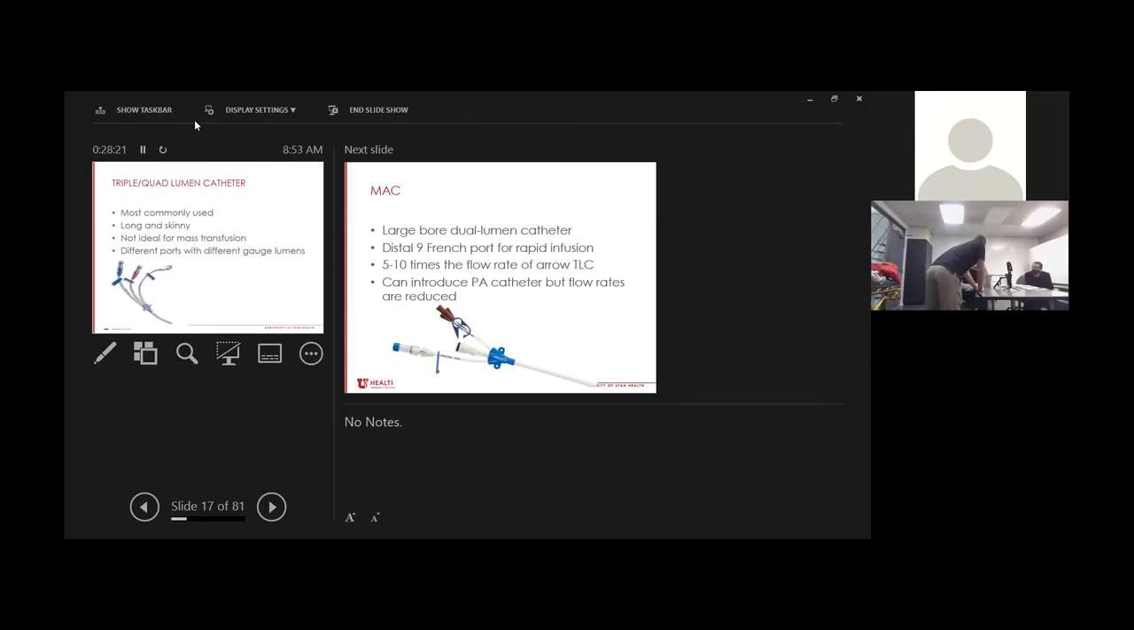So if you have a central line with multiple ports, right? If you look at them, you can immediately decide what is my best port for volume resuscitation. Especially as long as these are. They're long and skinny. That's not great for mass transfusion. You're going to see this a lot.